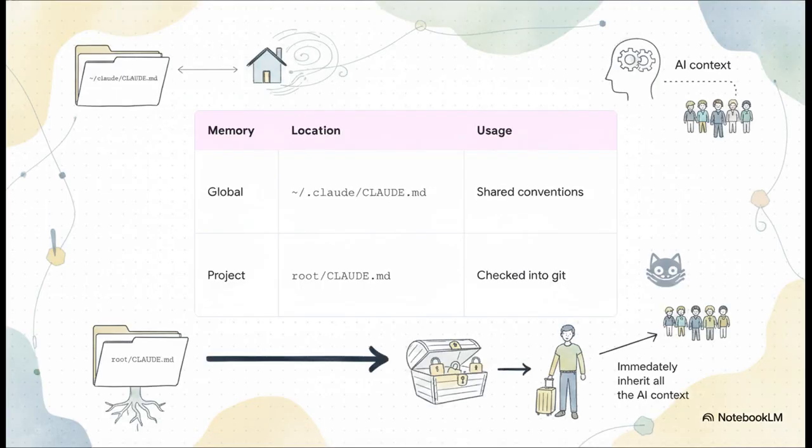Now, to simplify that whole matrix, just keep this rule of thumb in mind. Global settings, which live in your home directory, apply to everything you do, perfect for your own personal coding quirks and styles. On the flip side, project-level files live in the project root, meaning those specific guidelines get checked right into your Git repo. So when a brand new hire clones the repo, they instantly inherit all the AI context they need. They are ready to contribute on day one.